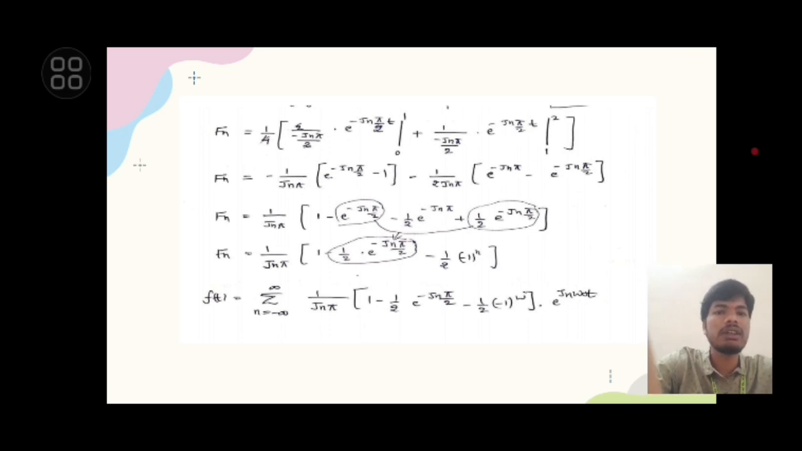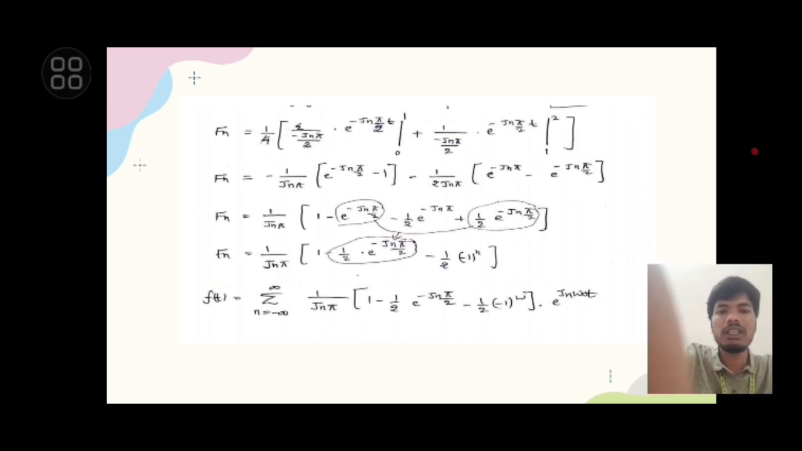F n equals minus 1 by j n pi into, after substituting the limits, we will get this one: minus e power minus j n pi by 2 minus 1, minus 1 by 2 j n pi into e power minus j n pi minus e power minus j n pi by 2. F n equals 1 by j n pi into 1 minus e power minus j n pi by 2 minus 1 by 2 into e power minus j n pi plus 1 by 2 e power minus j n pi by 2. F n equals 1 by j n pi into 1 minus 1 by 2 into e power minus j n pi by 2 minus 1 by 2 into minus 1 whole power n.